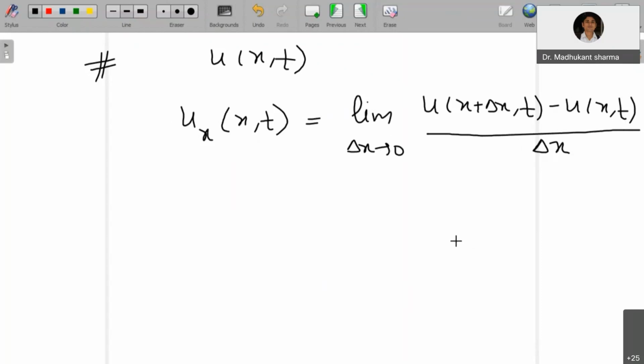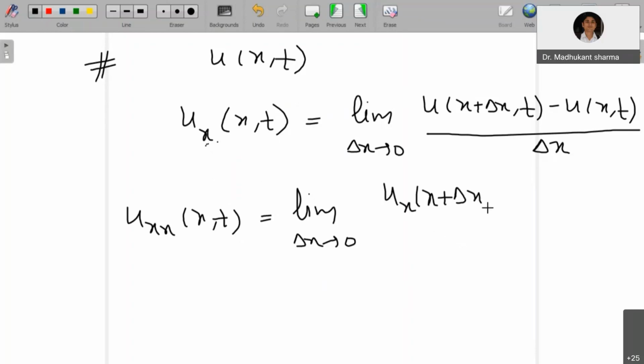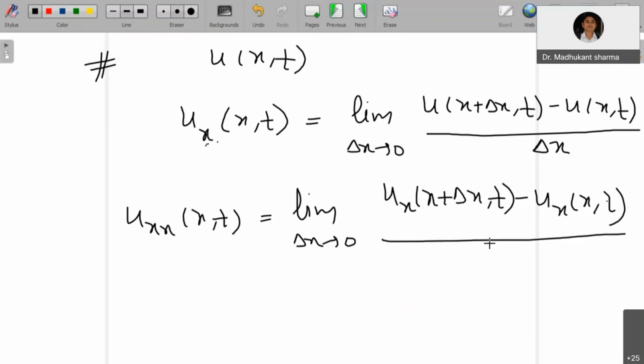Yes, sir, I got it. Okay, we took the limit as delta x tends to 0. Similarly, if you have uxx here, you are performing on ux now, right? Ux, then further differentiating partially, we get uxx. This will apply. Okay, right. Yes, sir.